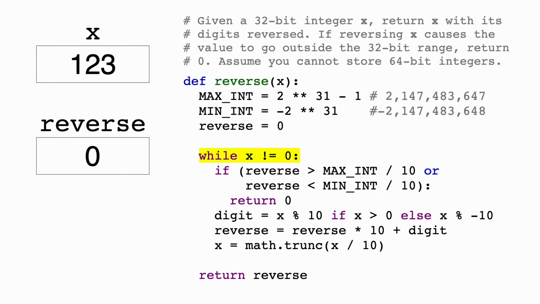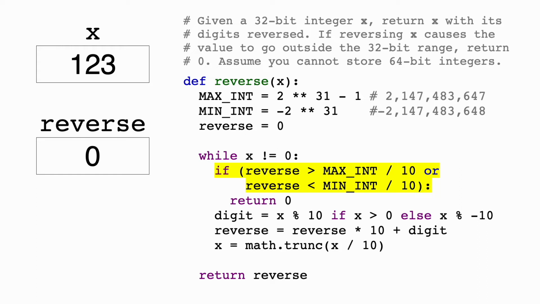Now, since we're assuming that the environment cannot hold anything larger than 32-bit integers, we need to check if there's going to be overflow before adding a digit to reverse, not after. So here, if reverse is greater than maxint divided by 10, then that means that when we add on the next digit to reverse, it'll be greater than maxint. And it's similar logic for minint as well. If reverse is less than minint divided by 10, then after adding the next digit, reverse will be less than minint. So in those cases, we would just return 0.